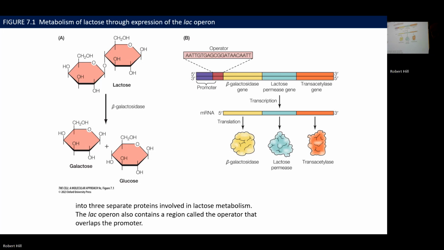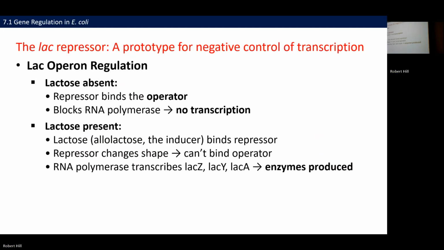However, when lactose is present, a metabolite of it, allolactose, will bind to the repressor, and binding of lactose to the repressor produces a conformational change of that protein. So now the repressor cannot bind to the operator. That means the RNA polymerase, in the presence of lactose, is able to bind to the promoter and drive transcription of those genes.